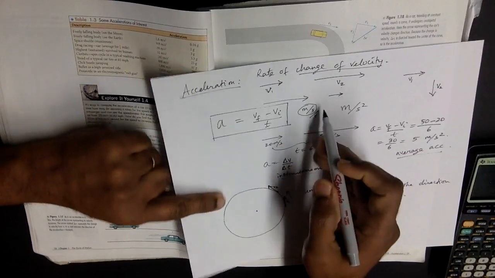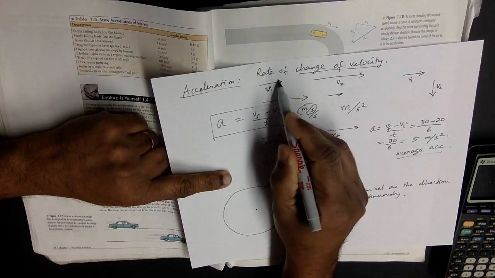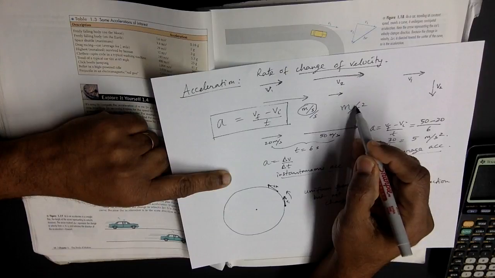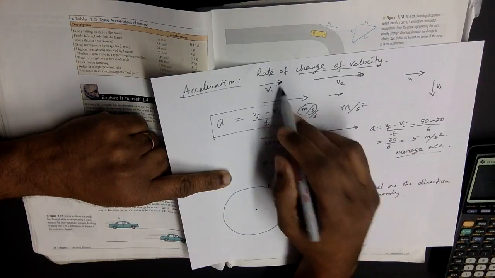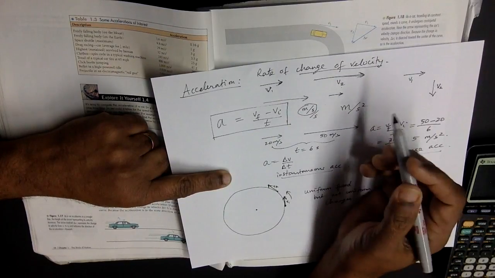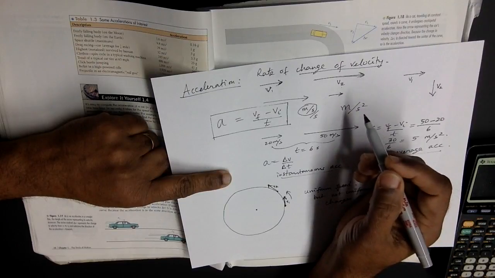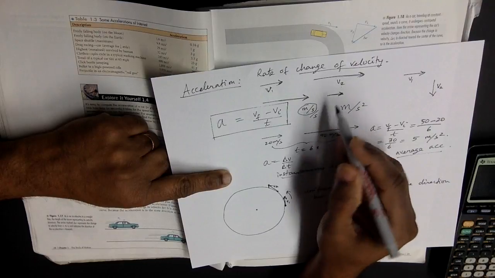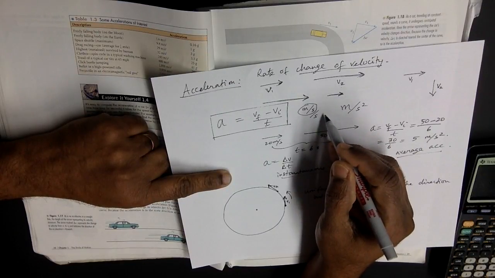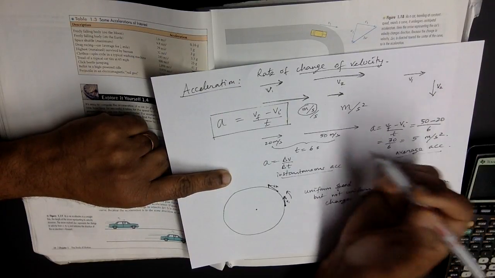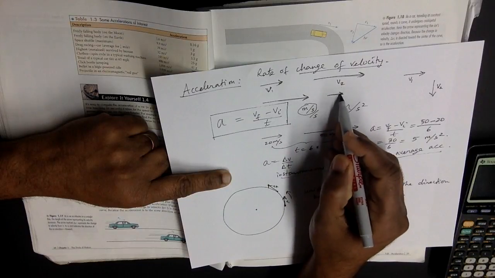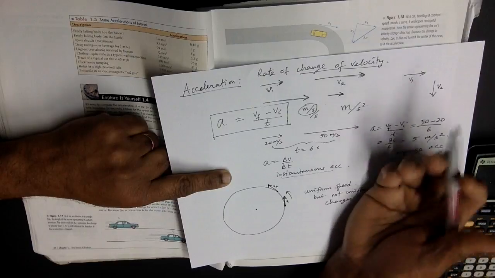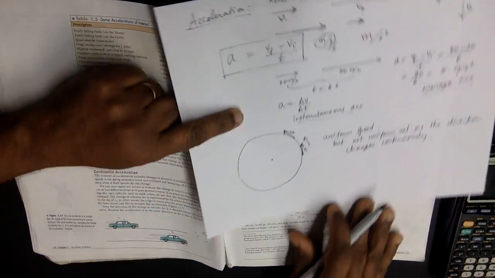Now to create an acceleration, if something is moving with a certain velocity and you want to make it go faster, you need to apply a force. Without a force, you cannot accelerate an object. Similarly, when you're going fast and you want to slow down, you need to apply a force, the braking force. So when you apply a braking force, you slow down. That causes deceleration. To cause acceleration or deceleration, you need a force.